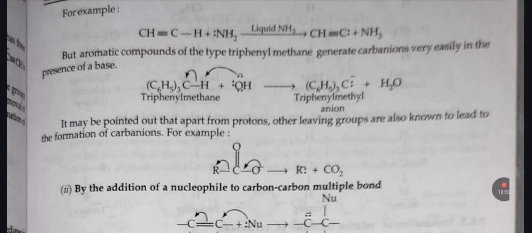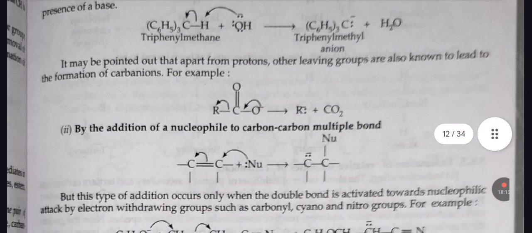But aromatic compounds of the type triphenylmethane generate carbanions very easily in the presence of a base. Triphenylmethane plus OH negative will give triphenylmethyl anion plus H2O. It may be pointed out that apart from protons, other leaving groups are also known to lead to the formation of carbanions. For example, RC double bond O will give rise to R negative plus CO2. Another method is by the addition of a nucleophile to a carbon-carbon multiple bond.